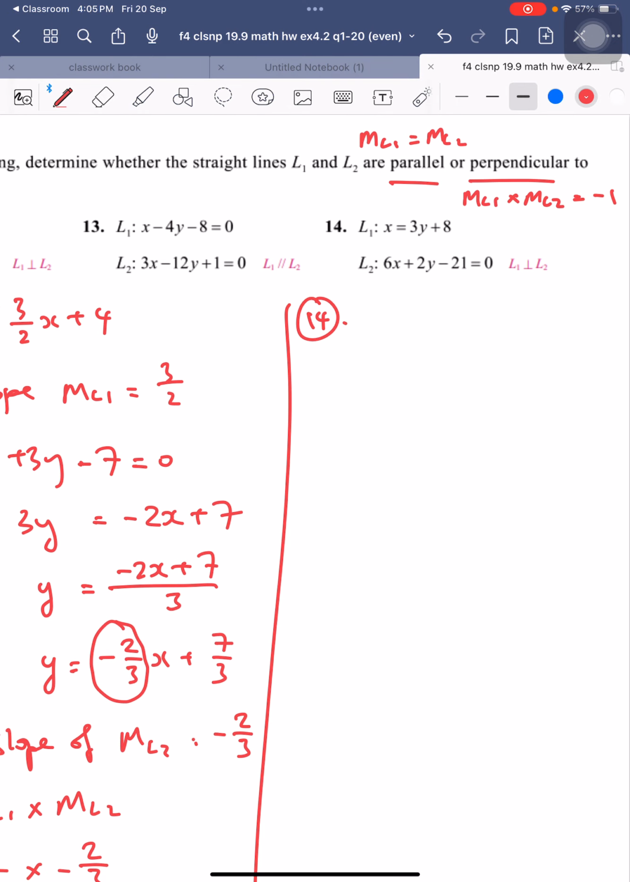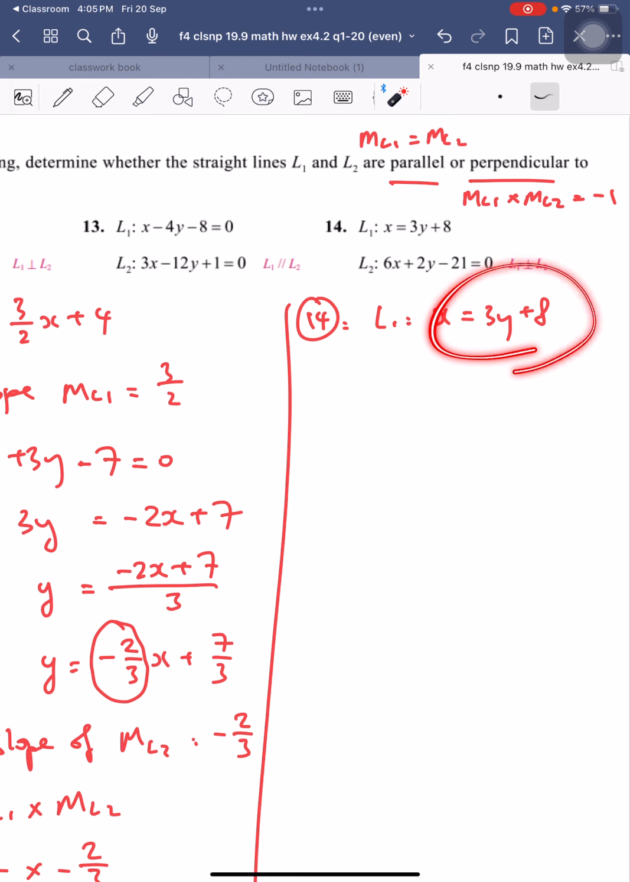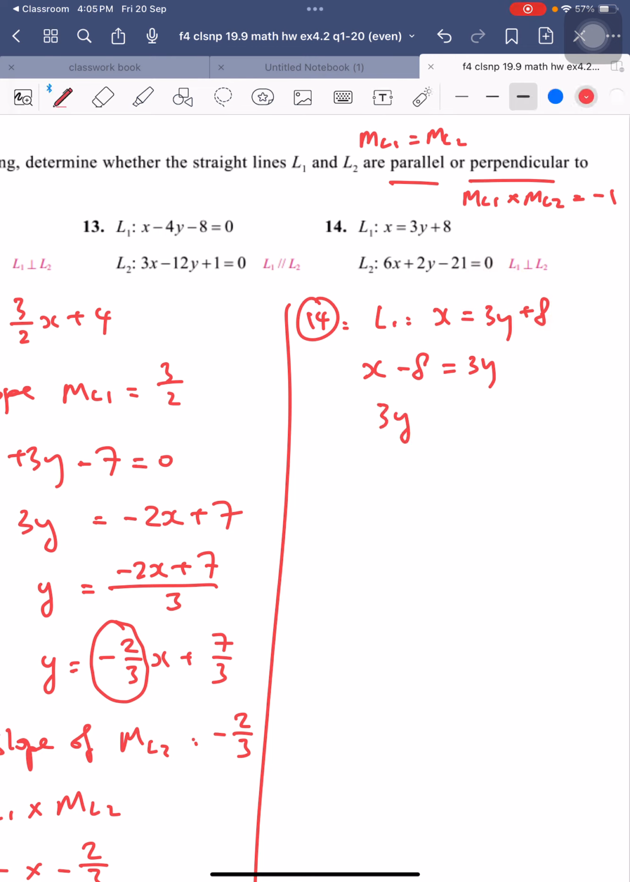So for question 14, we have L1: x equal to 3y minus 8. It seems like the y equal to mx plus c format, but actually x is the subject, and we want y to be the subject, isn't it? So now I have x plus 8 equal to 3y. I just throw the 8 to the left hand side, to make y the subject. And now I just swap the left and right, so 3y equal to x plus 8. I don't want the 3 here, so I divide it, x plus 8 divided by 3. Then I have y is equal to 1 over 3 x plus 8 over 3.